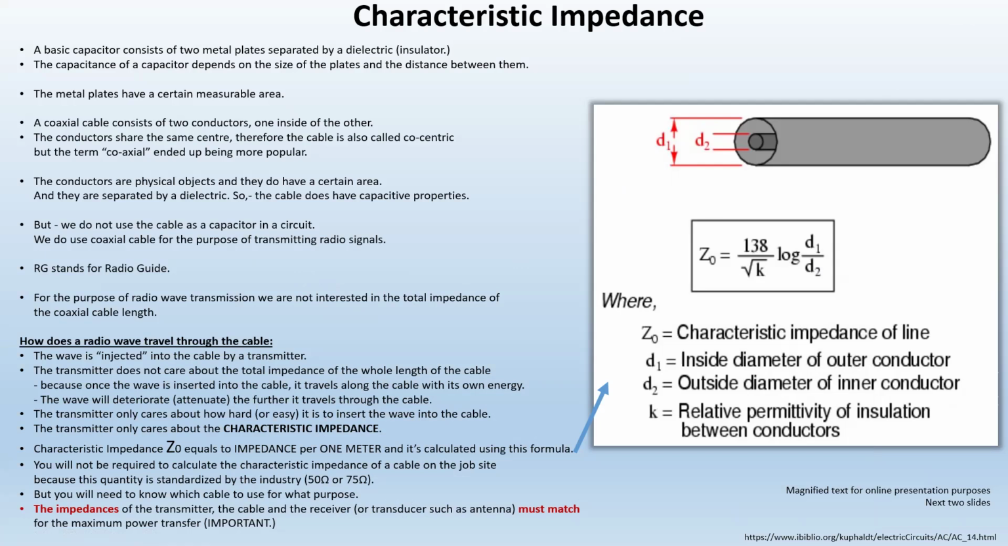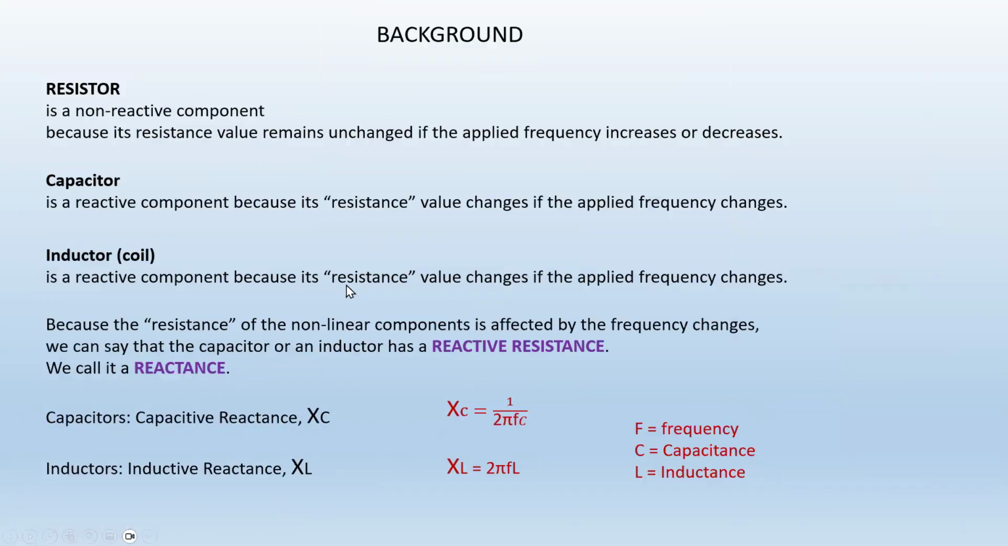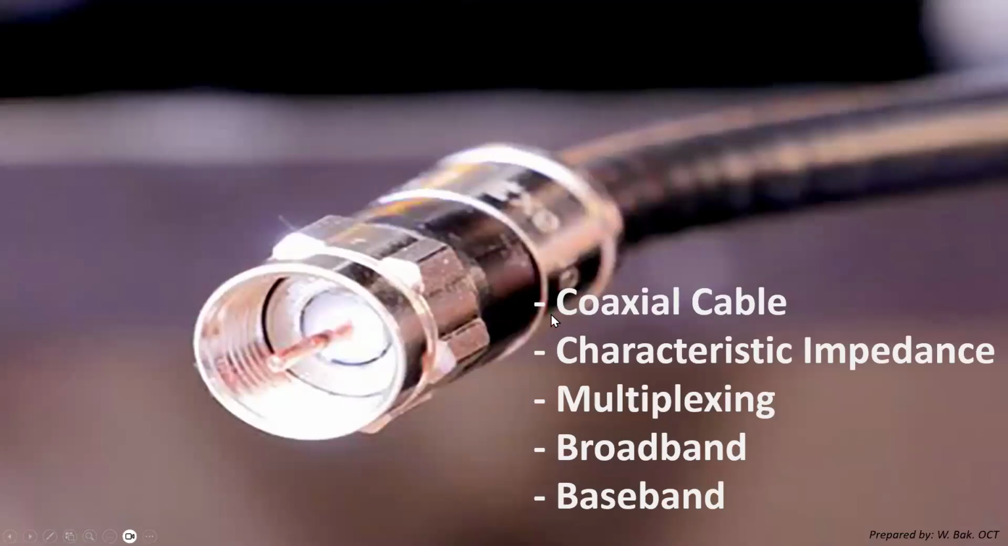So next time we see each other, which is tomorrow, this is the class of 2025, we're going to talk about the other topics that we have mentioned at the beginning. So we're going to cover the coaxial cable. We're going to talk a bit more about coaxial cable next time, and then we're going to cover the idea of multiplexing, broadband, and baseband.